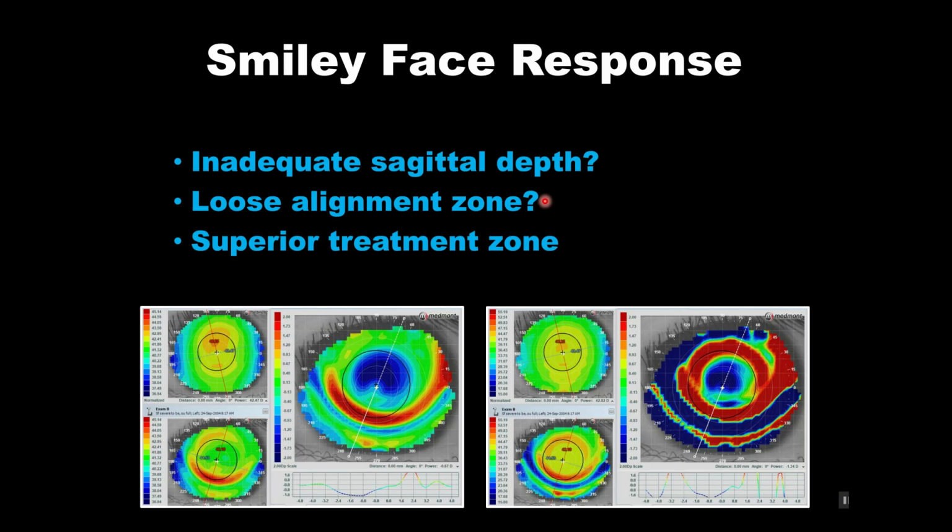Smiley faces can usually be resolved relatively easily by either increasing the sagittal depth when it's in touch with the central cornea or tightening up the alignment zone. Sometimes it can take a few steps to get there, but normally smiley faces can be resolved. And again, the good news is patients always have reduction in their myopia, so they're often happy with the outcome, even if we're not completely pleased with the centration of the effect.